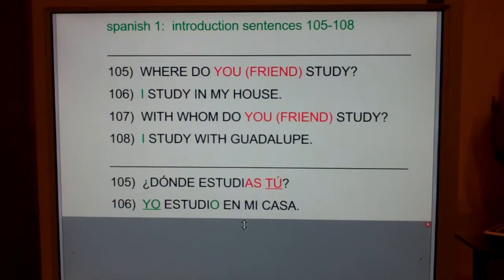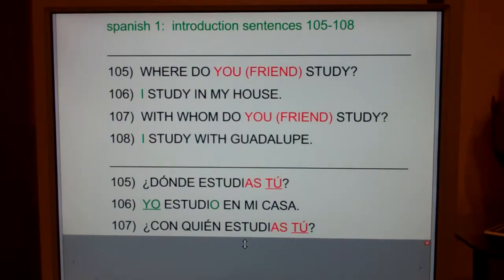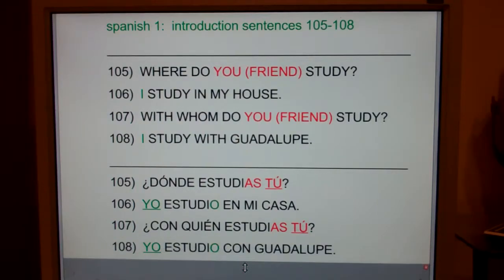107, with whom do you study? ¿Con quién estudias tú? And 108, I study with Guadalupe. Yo estudio con Guadalupe.